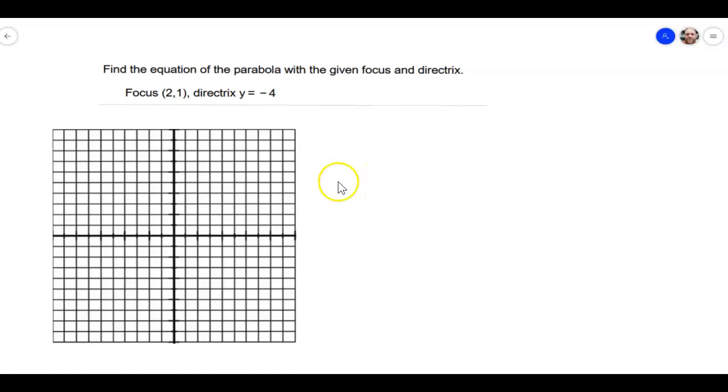Today I wanted to talk about a problem from section 10.1. This is on the parabola, and it says find the equation of the parabola with the given focus and directrix, and it gives us a focus of (2, 1) and a directrix of y = -4.